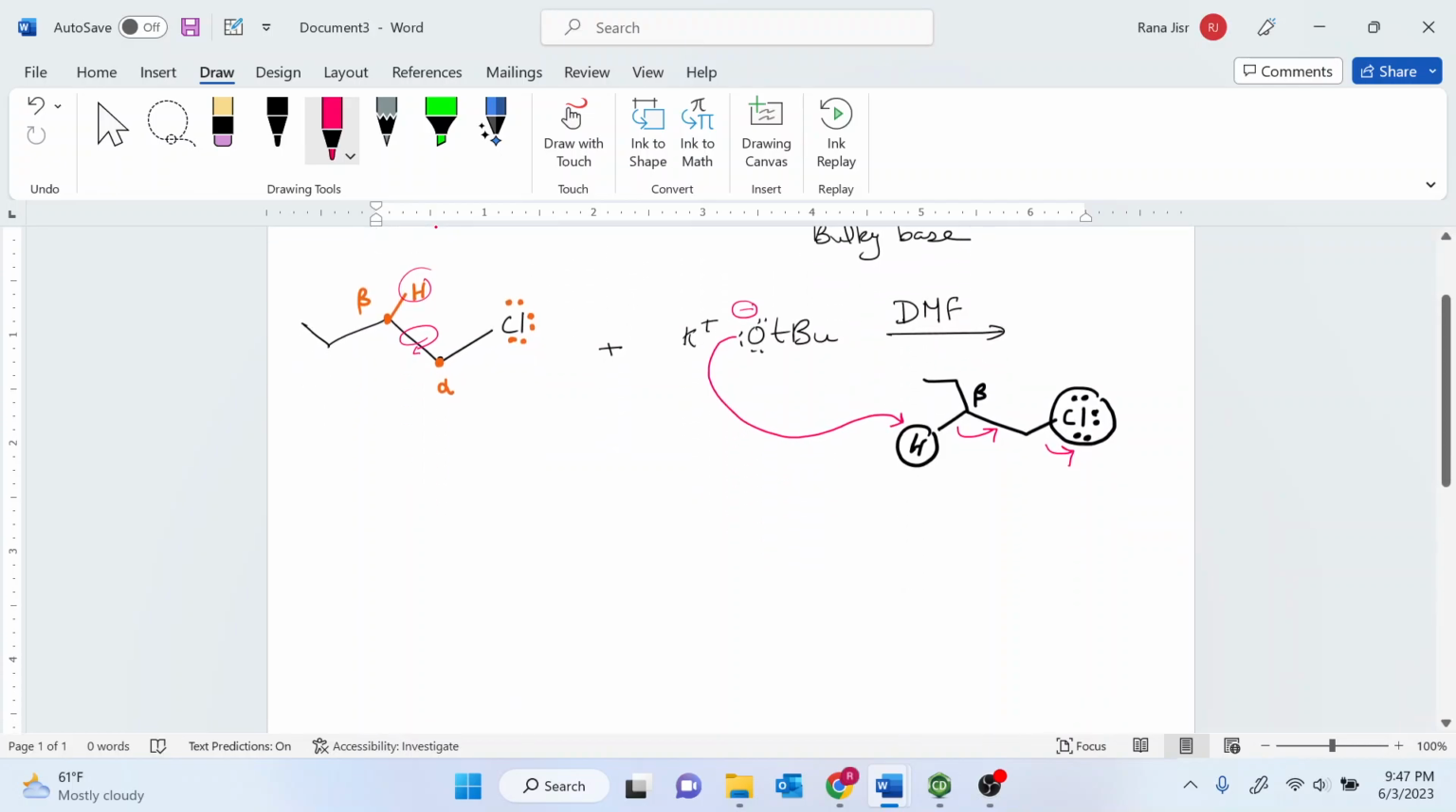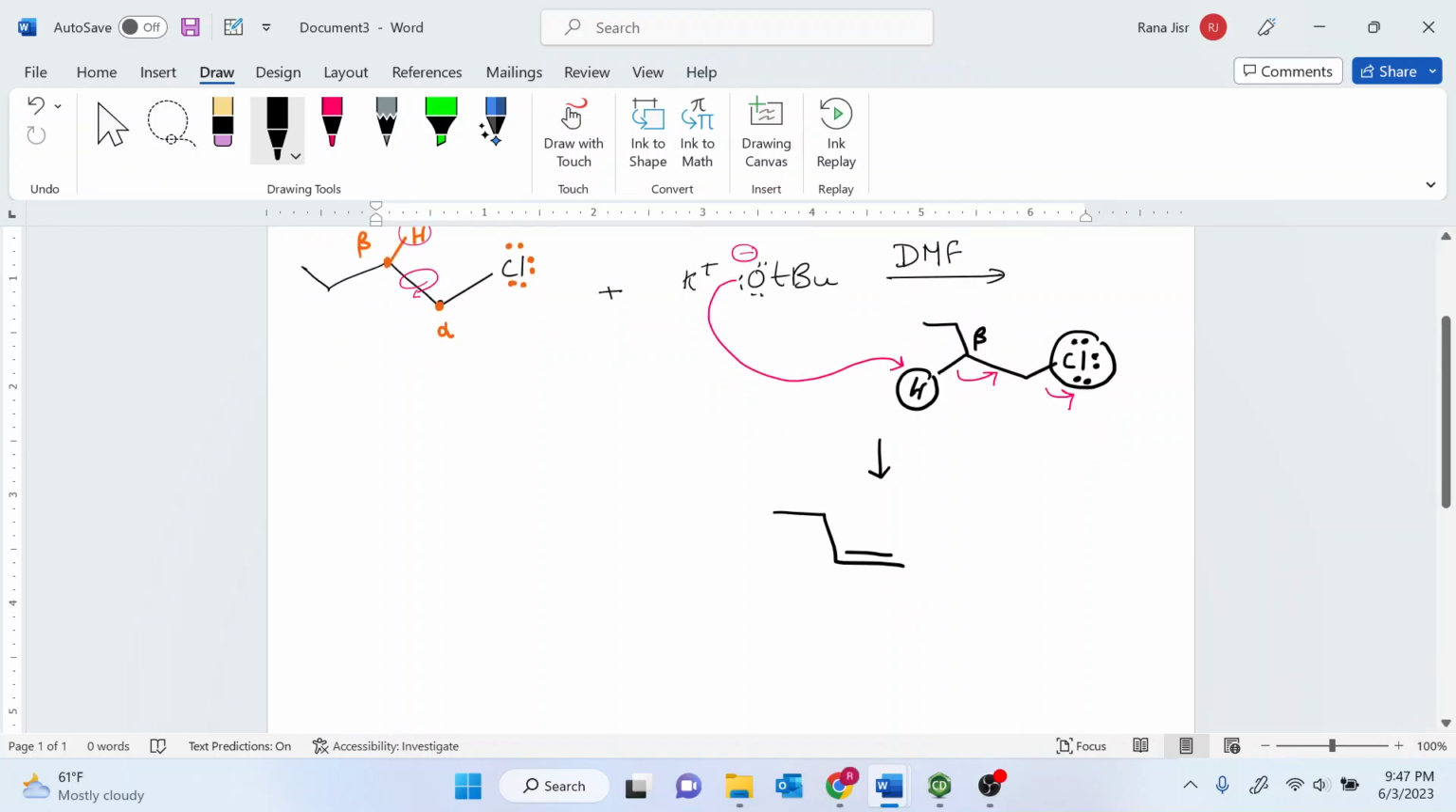This is the mechanism for the E2 reaction, where it happens in one step. So in this case, my product is going to be an alkene. So I formed an alkene in this case. Whether I draw the alkene like this or I draw the alkene like that, these two are going to be the same. Please pay attention to the number of carbons. You started with 4 carbons and you should end up with 4 carbons.